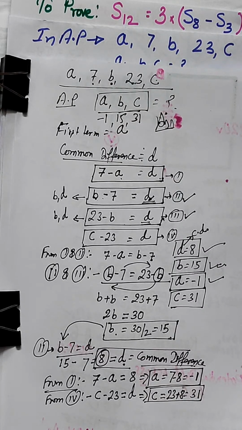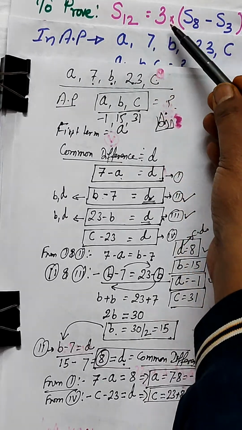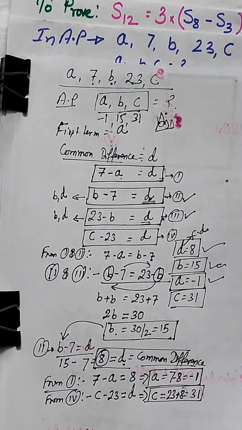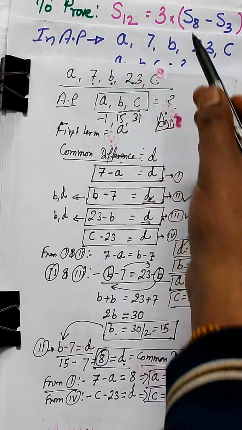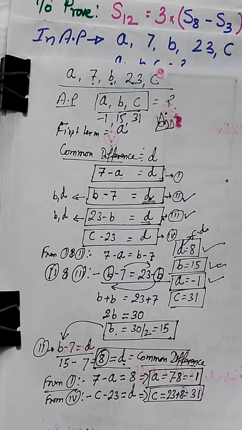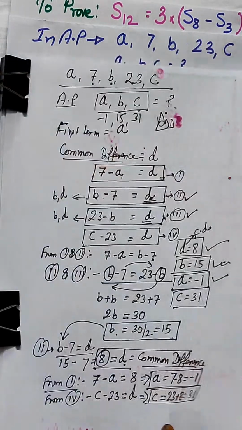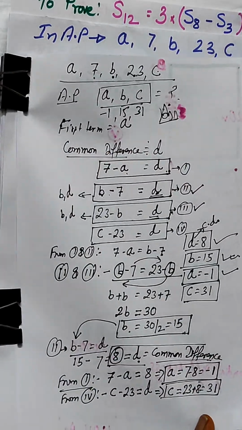I have taken another question where we need to prove that S12 equals 3 times (S8 minus S3), right? For any AP, any arithmetic progression, we need to prove S12 equals 3 times (S8 minus S3). So that I am going to prove now.